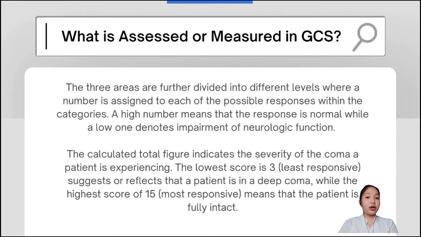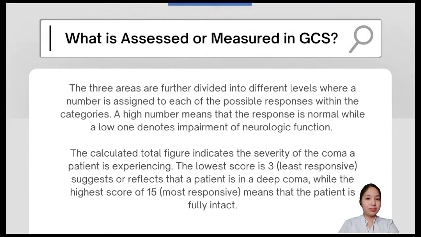The lowest score is 3, least responsive, which reflects that the patient is in deep coma, while the highest score of 15, most responsive, means that the patient is fully intact.